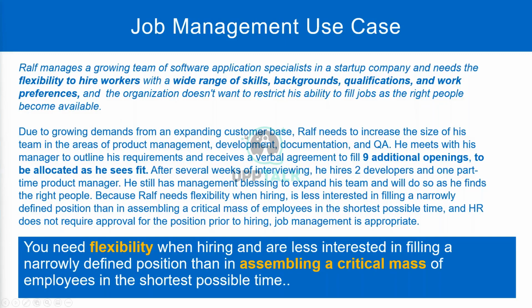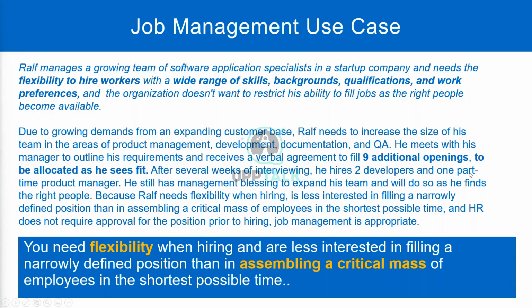So what needs to happen? Due to growing needs from an expanding customer base, Ralph needs to increase the size of his team in the areas of product management, development, documentation, and QA. He meets with his manager to outline his requirements and receives a verbal agreement. You see, a verbal agreement to fill 9 additional openings to be allocated as he sees fit. Right, so there is no approval process present in Workday. It is not in the system. It's just a verbal approval.